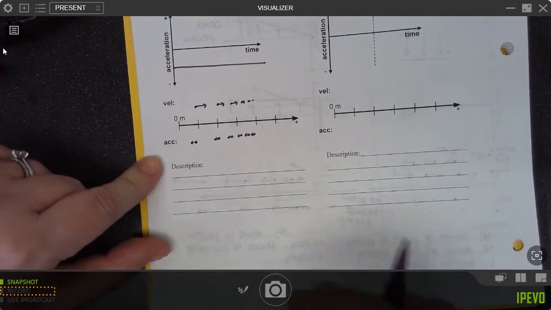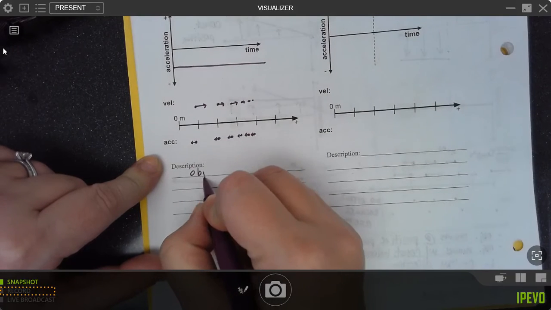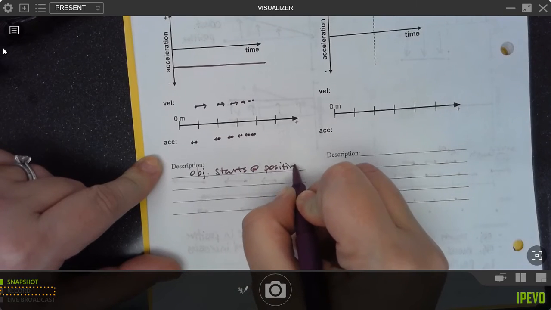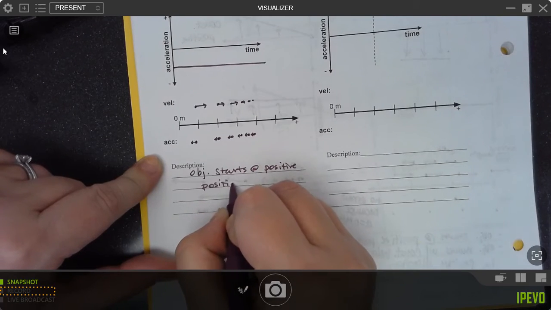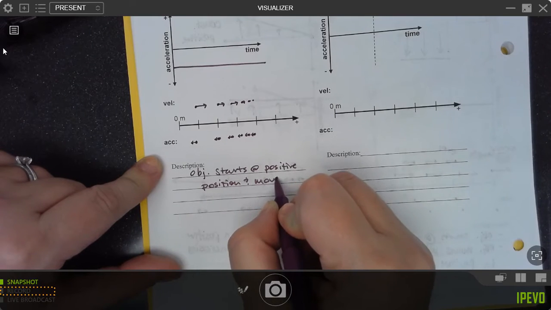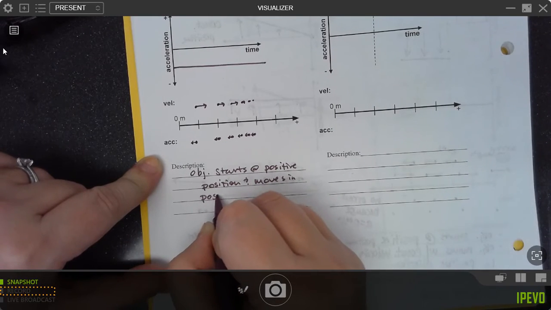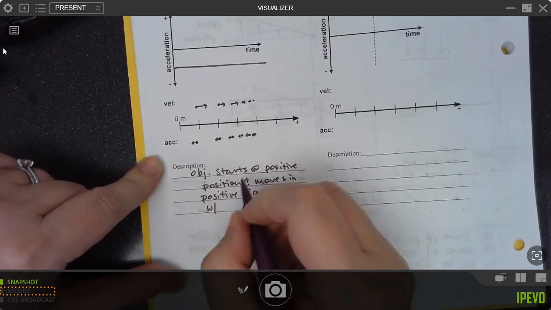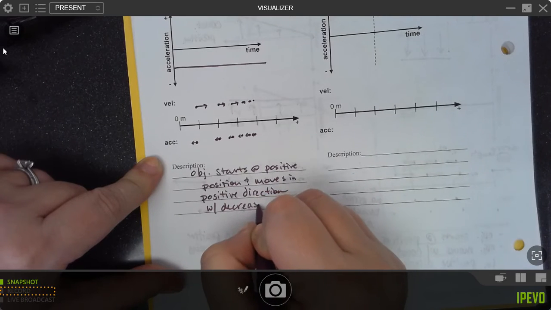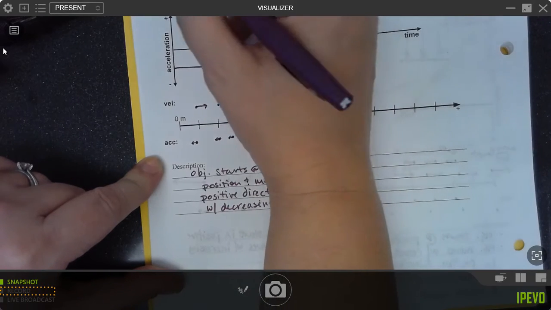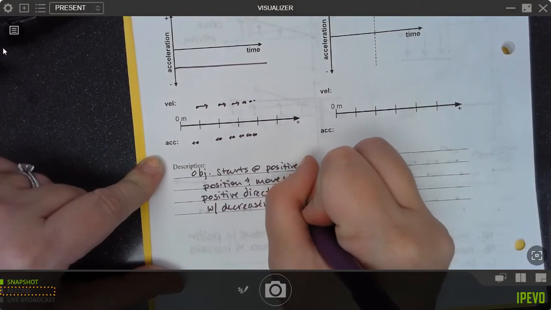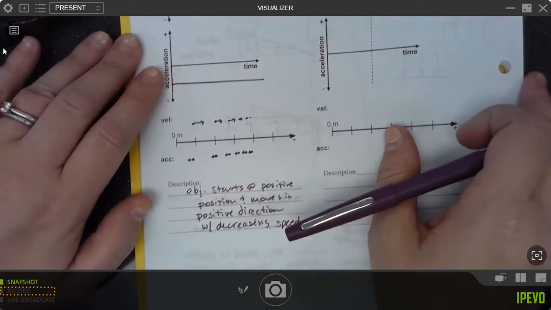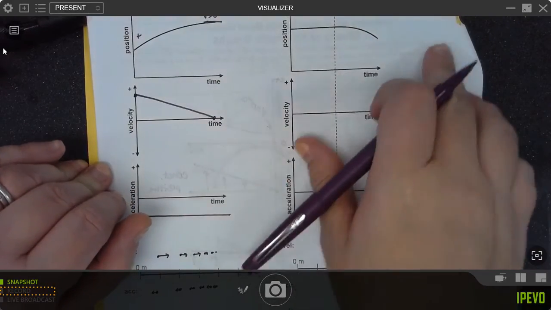All right, next. Object starts at a positive position and moves in positive direction. I'm going to say with decreasing speed. So that's what's happening here, right? The speed is getting smaller. This is my least favorite representation of motion, by the way. I don't know if you guys noticed. Graphs are better. Yeah.